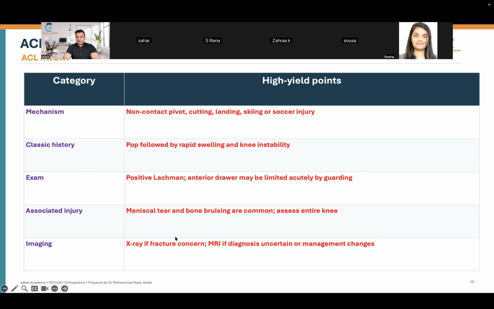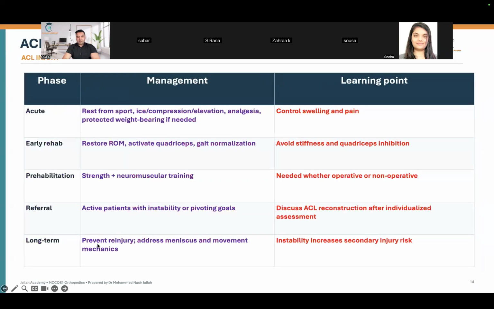Imaging: X-ray if fracture is a concern, MRI if the diagnosis is uncertain or management would change. Let's say you're doing the X-ray, you can't find anything, and you're still confused about what is happening. I'm not sure if this is meniscal, but it's not anterior cruciate. It is not lateral collateral ligament. It is not patellofemoral. It is not patellar fracture. So in that case, it doesn't hurt if you do the MRI.